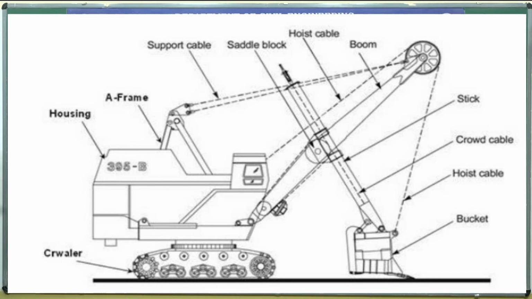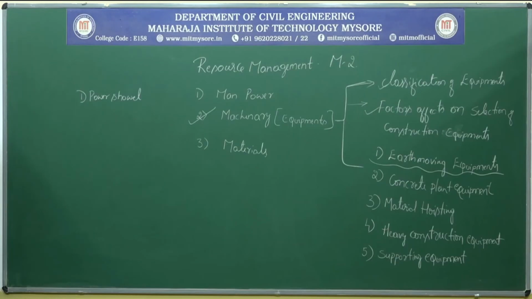And next, angle of swing. At what angle are you trying to swing? It might be 45 degrees, 30 degrees or 60 degrees. And what is the depth of cutting? Up to what extent are you moving to cut the earth? And finally, what is the skill of the operator? Depending on the skill of the operator, much more production could be possible.